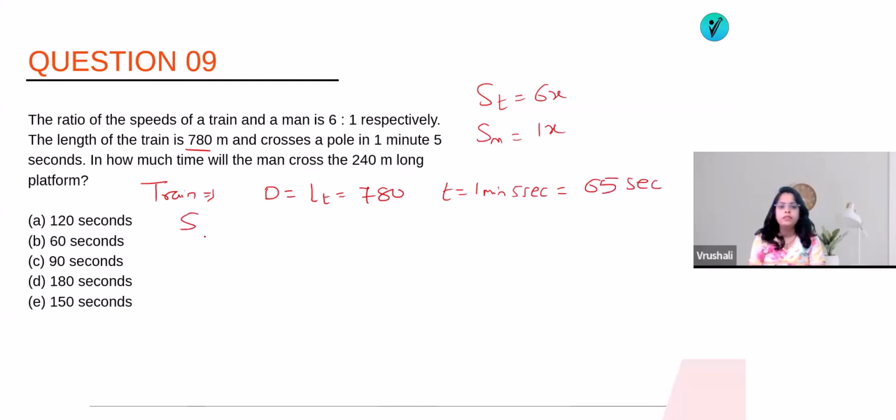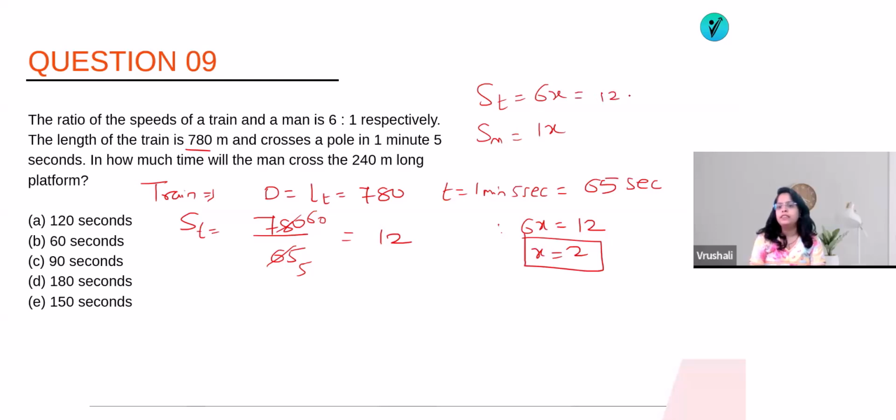So what will be the speed of the train? That will be equal to 780 upon 65, that is distance upon time. So 13 5s are 65, 13 6s are 78. So 5 into 12. That means 6x is equal to 12. So 1x is equal to 2. So speed of the train is 12 meter per second. Speed of the man is 2 meter per second.